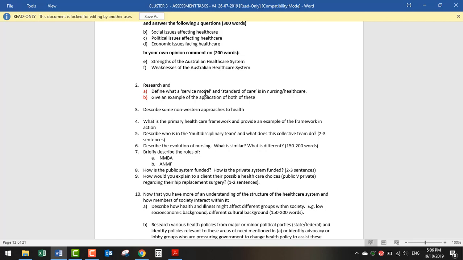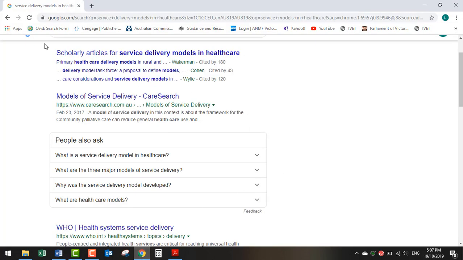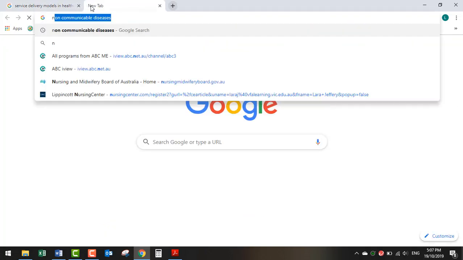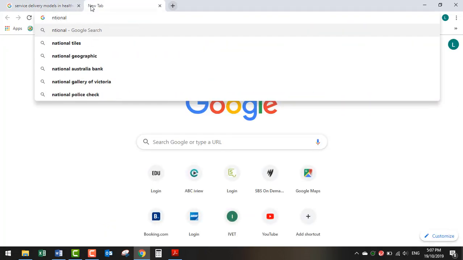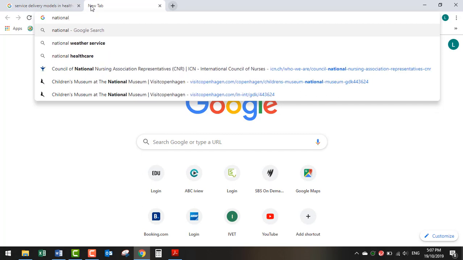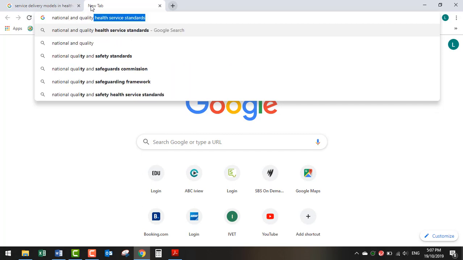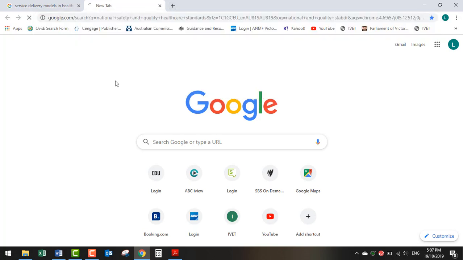Okay. And then we want you to look up what's a standard of care? Standard of care in nursing and healthcare. And if you remember, I told you very early on to save the national safety and quality healthcare standards.